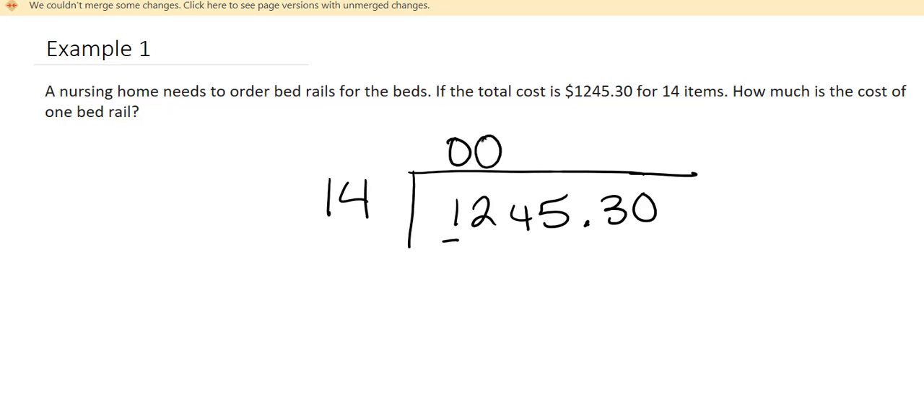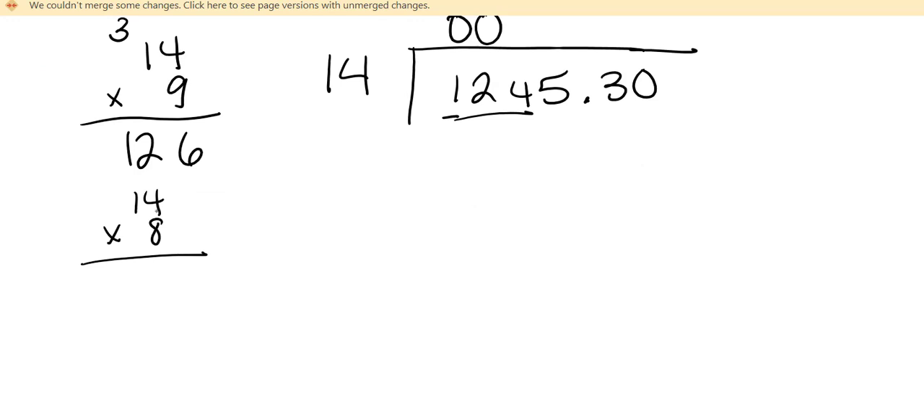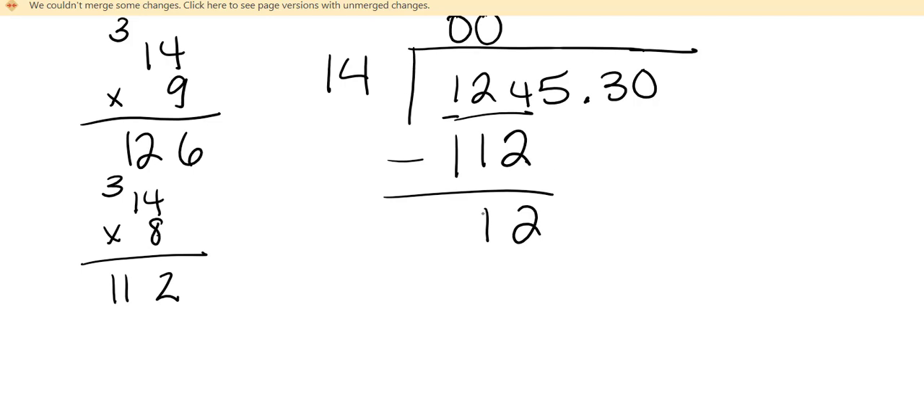14 can't go into 12, so that's another 0. But 14 can go into 124, so we can go 14 times 9. So we have 6, because it's 36, carry the 3, and that's a 12 then. That's too large, but let's go 14 times 8. So 4 times 8 is 32, carry the 3. 8 times 1 is 8, plus 3 is 11. So we have 112.